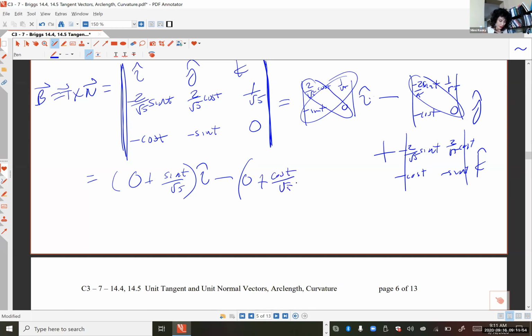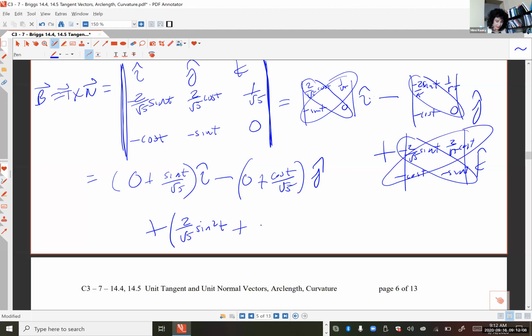Cos t over square root of 5 j hat plus, and ooh, this is going to be a mess. A negative times a negative is going to give me a positive 2 over square root of 5 sine squared t, minus, and then this is going to be a negative, so a minus is a plus. Okay, and then you can clean this up.